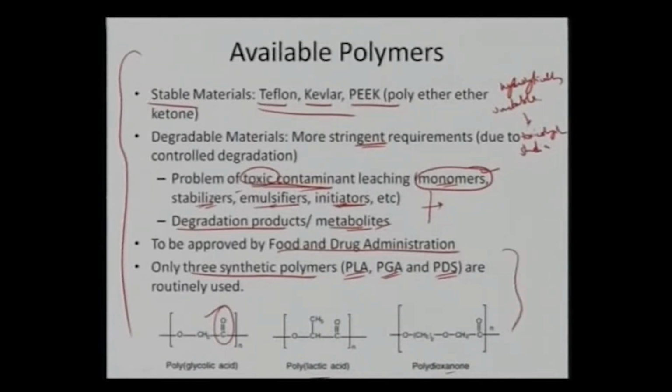And currently there are only three polymers which are routinely used, which are polylactic acid, polyglycolic acid and polydioxanone. Why? Because when development initially occurred, these materials came out as established practice for use as biodegradable polymers, such as in sutures or wound closure. So they have been retained as primary options because it has now become so difficult to get a new biomaterial approved by the Food and Drug Administration, given the stringent design and other requirements.